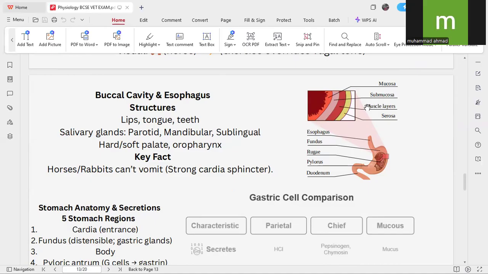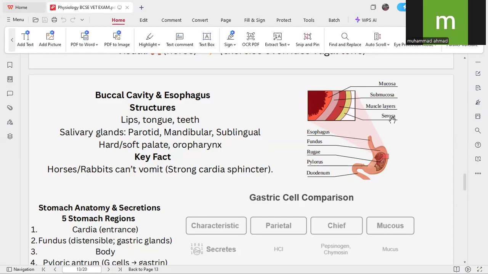Now we discuss the GIT. This is the first part: buccal cavity and esophagus, lips, tongue, teeth, and three glands: salivary gland, parotid gland, mandibular gland, sublingual gland, hard palate, soft palate, oropharynx. Horses and rabbits can't vomit because of a strong cardia sphincter. The cardia sphincter is present between the esophagus and the stomach.